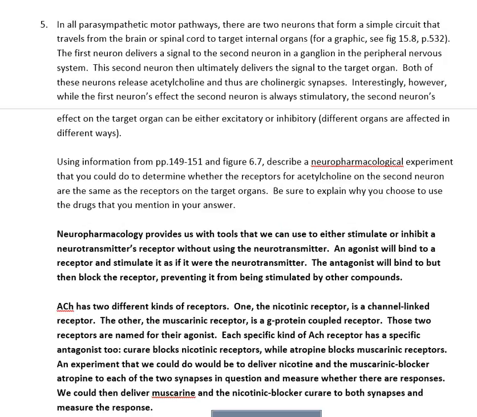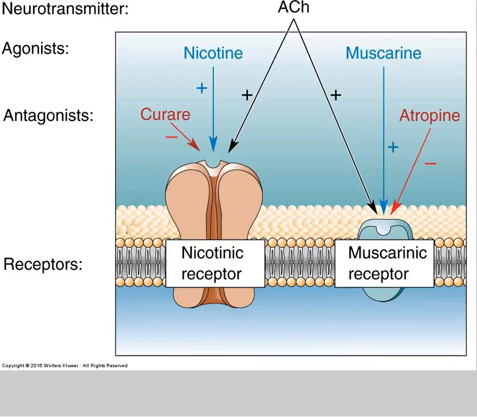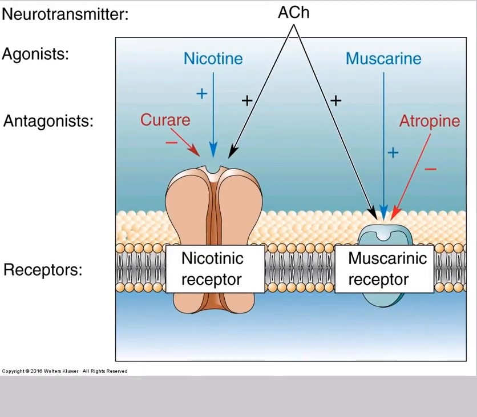So let me flip over to the figure. The key thing here, and this is what we were talking about at the end of the class, is that we have these different kinds of drugs that we can use that can stimulate acetylcholine receptors or inhibit them. So the idea is that there's two different kinds of acetylcholine receptors. There are nicotinic receptors, and there are also muscarinic receptors. Both of them will bind acetylcholine, and they're both found in different synapses around our bodies.